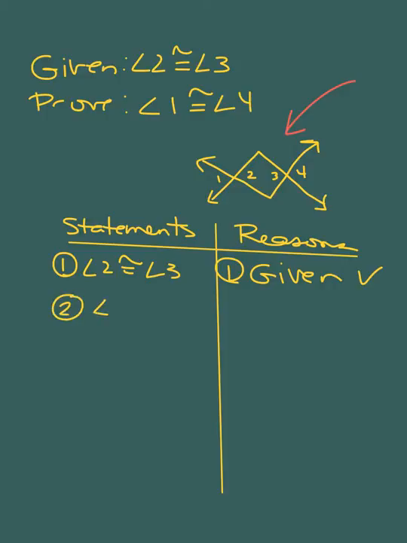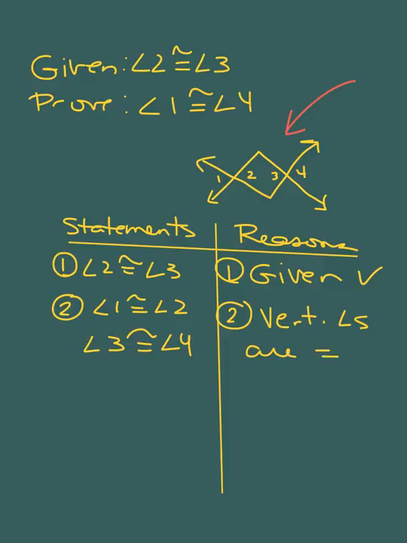So I have angle 1 is congruent to angle 2, and I have angle 3 is congruent to angle 4. And because it's going to be the same reason, I can put them all in one step. So I'm going to say vertical angles are congruent because that's a theorem. And now from here, I can actually do a little bit of substitution to get where I want to go.